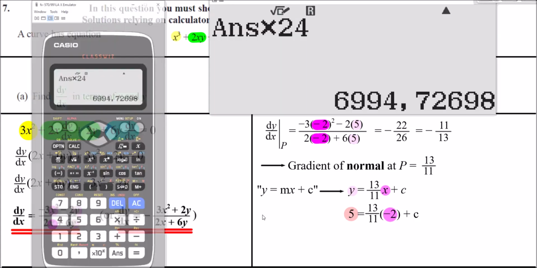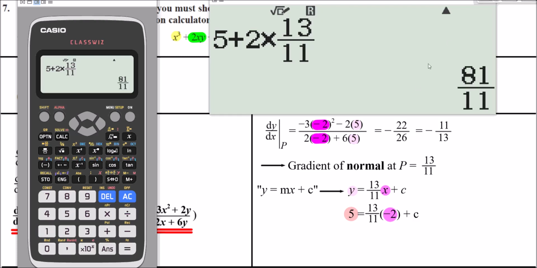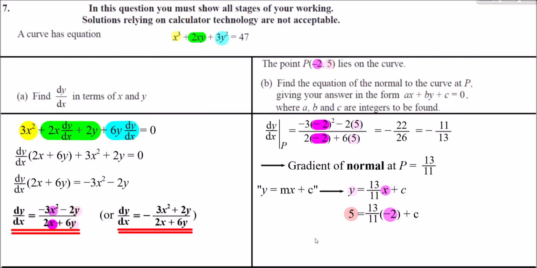So let's just work out what c is then. So c will be 5, then I'm going to add 2 lots of 13 over 11 to both sides. That gives 81 over 11. So therefore, c is 81 over 11. So in the form y equals mx plus c, our normal has equation y equals 13 elevenths x plus 81 over 11. Not in the right form though.